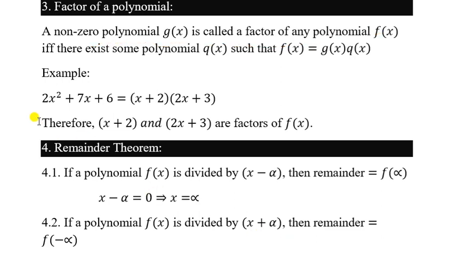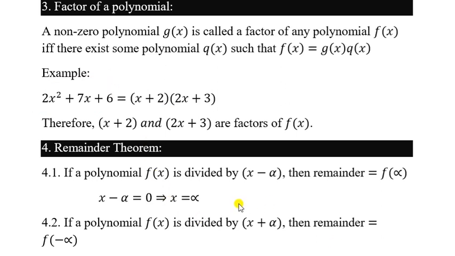See, this is a simple polynomial, 2x square plus 7x plus 6, and you can easily factorize it. You will get x plus 2 and 2x plus 3. Both are called factors of this polynomial. It's clear? x plus 2 and 2x plus 3 both are factors of 2x square plus 7x plus 6.